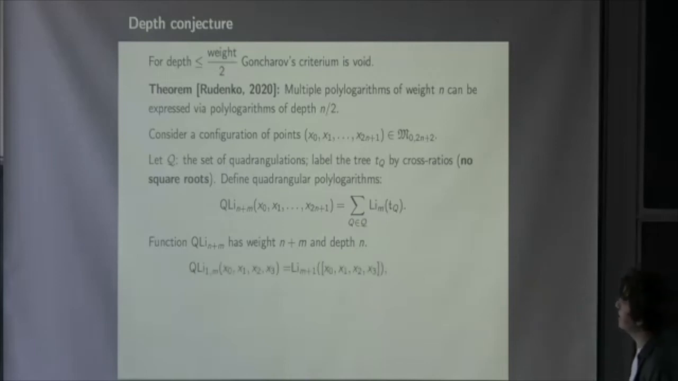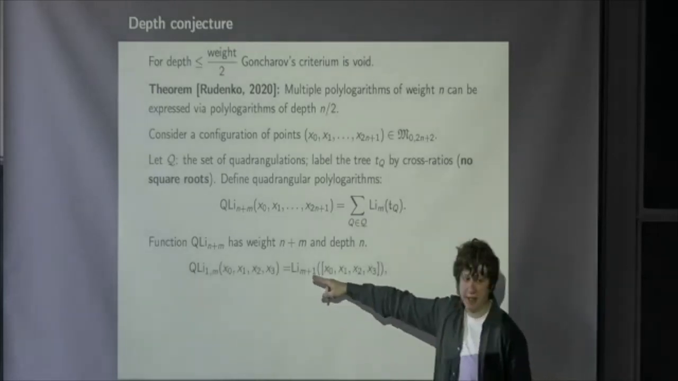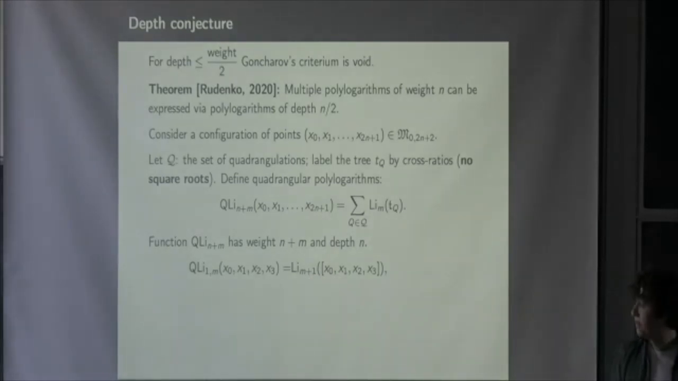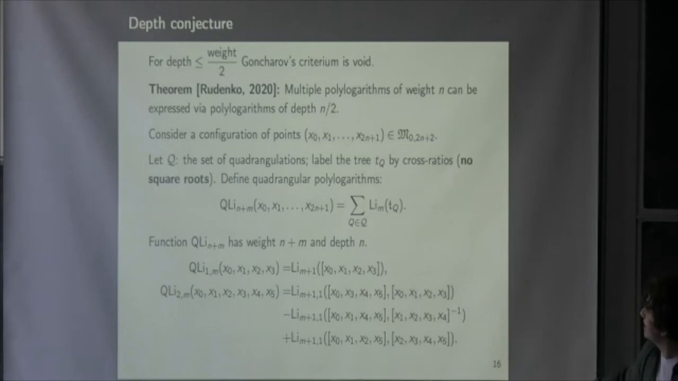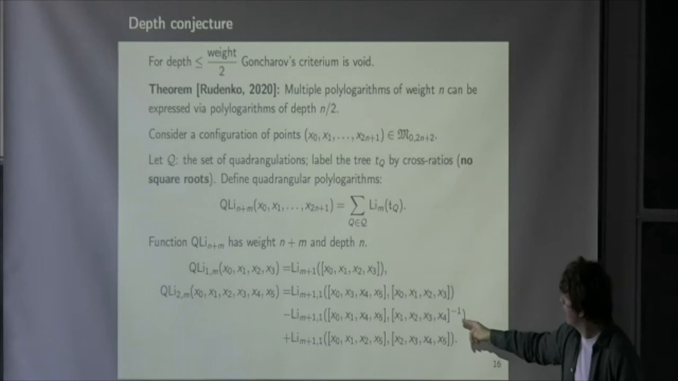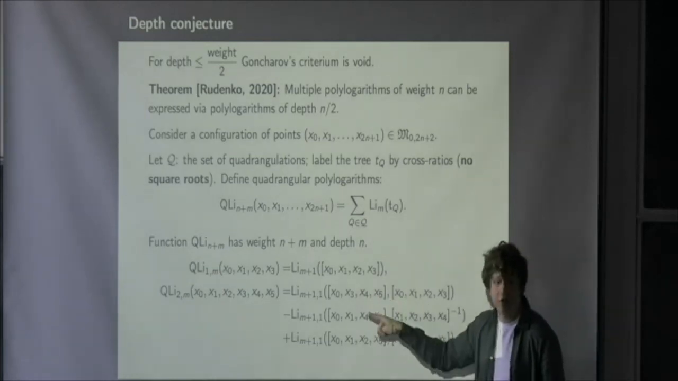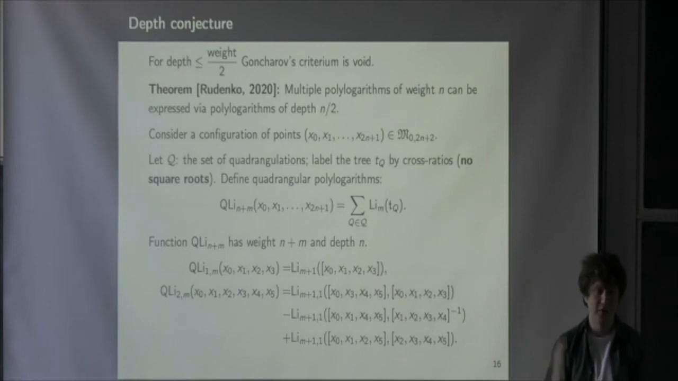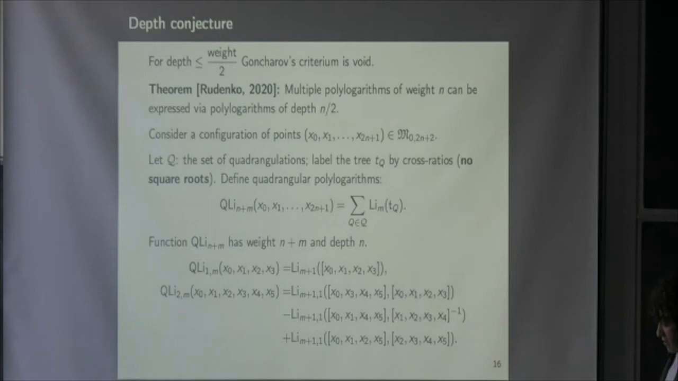And if you take the simplest example, it will just give a classical polylogarithm of a cross ratio. So it's a nice object. If you take the next case, it will be a certain pretty explicit sum of depth 2 polylogarithms. And here you can see pairs of cross ratios corresponding to 3 quadrangulations of a hexagon. 3 ways to cut it into 2 quadrilaterals.